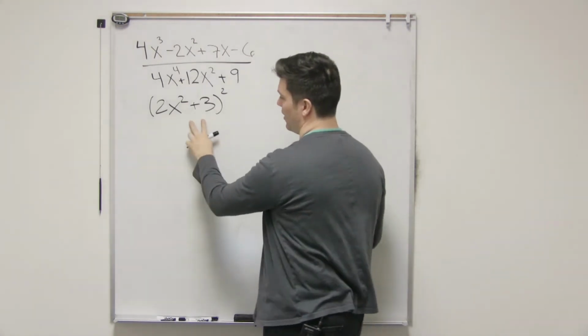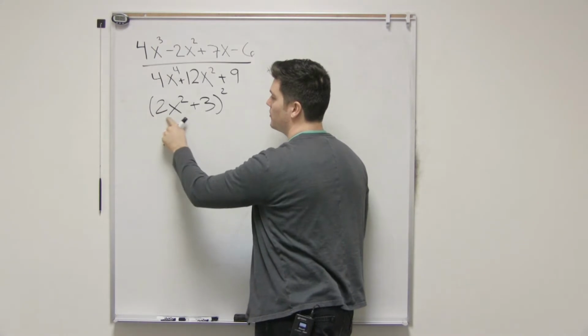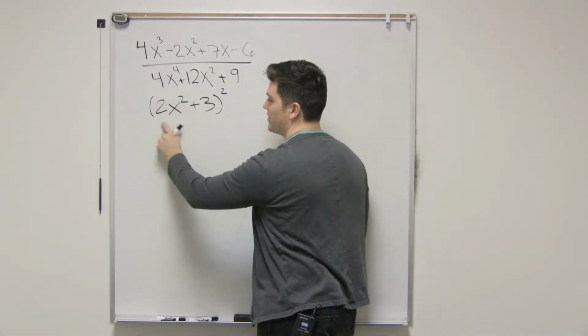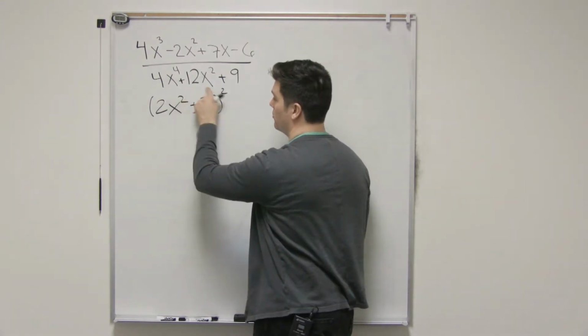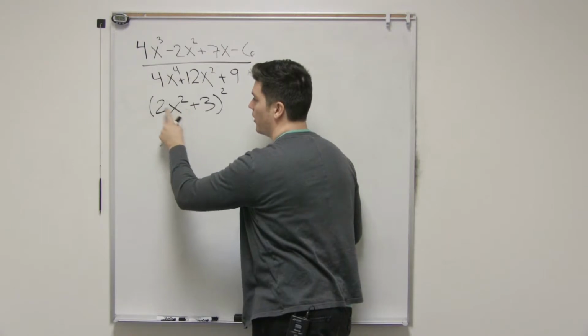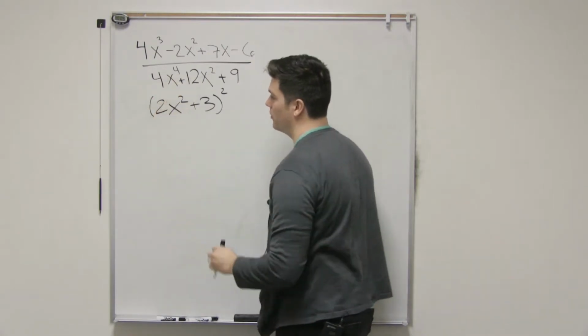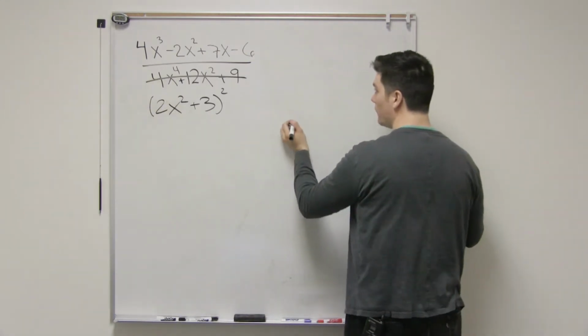Now if we were to FOIL this out, remember 3 squared would be our 9. We've got a 3 times 2x squared, so that's 6x squared, and there's going to be 2 of those that match up, so that's our 12x squared. And then 2x squared times 2x squared is 4x to the 4th. So with this factored, we can ignore it.